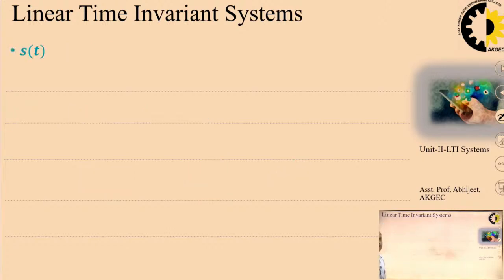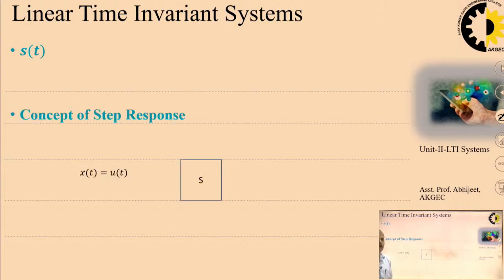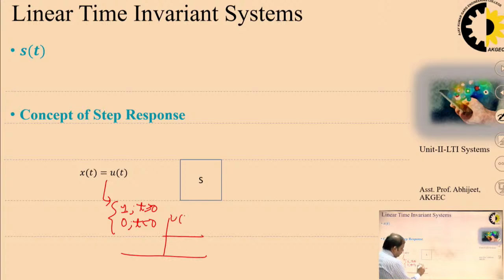Similarly, for continuous time systems, there is also what is called the step response of the system. The step response is defined such that when the input is the unit step signal, as we know, the definition of u of t is that it will be 1 when t is greater than or equal to 0, and it will be 0 when t is less than 0, which means a signal of this form. So if the input is a signal like this, then the output is said to be s of t.